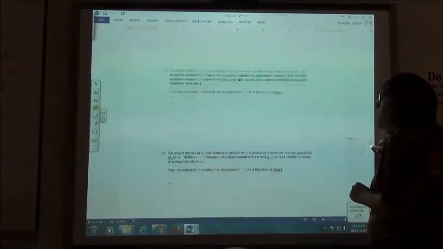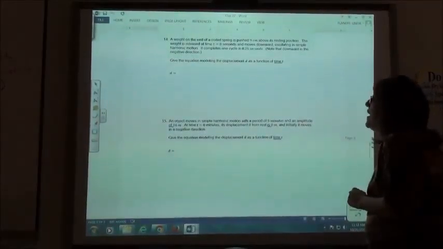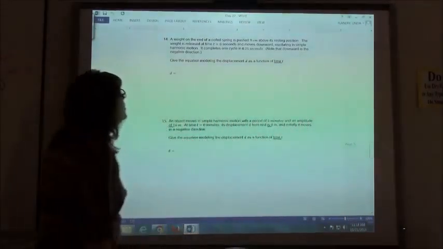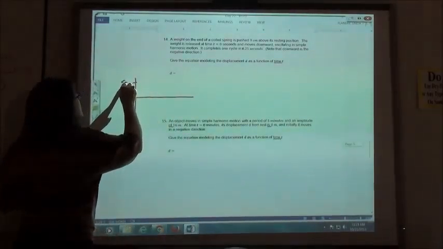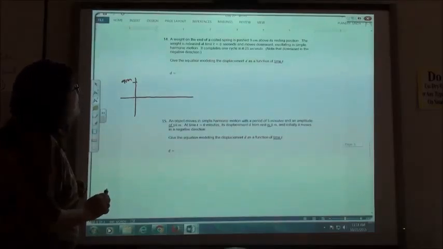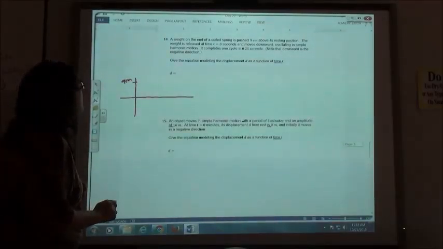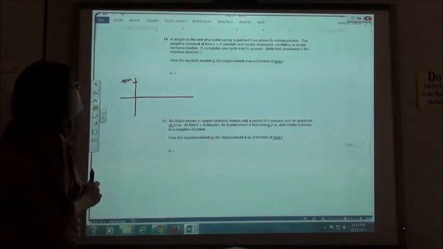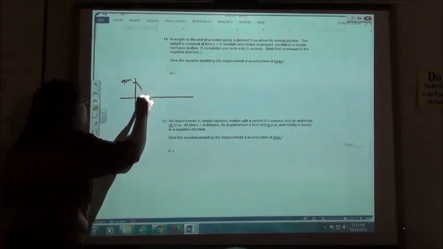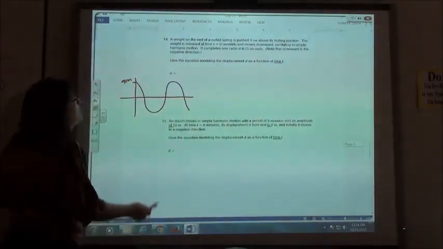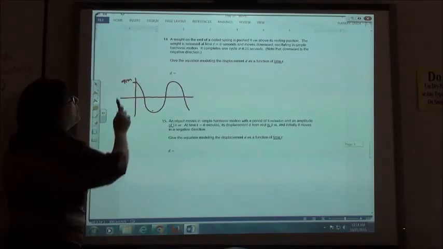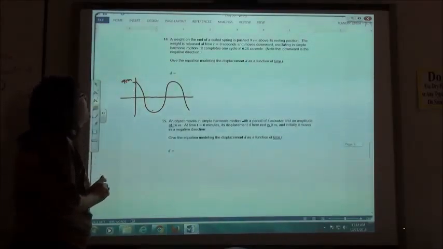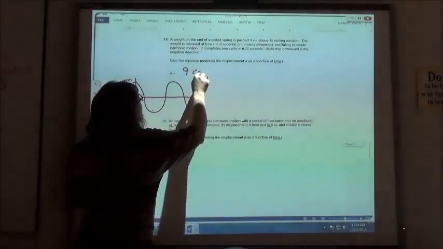Move this up for number 14 here. So number 14 says a weight is at the end of a coiled spring and is pushed 9 centimeters above its resting point at time t. So it's going to start up here at 9 centimeters. Moves in downward, oscillating in simple harmonic motion, and completes one cycle in 2.5 seconds. Note that downward is in the negative direction. So it starts here, it's going to move downward and have simple harmonic motion, which tells me if it's starting up here and moving downward, I have my cosine curve with an amplitude of 9, since it's starting 9 centimeters above there. So 9 times the cosine.